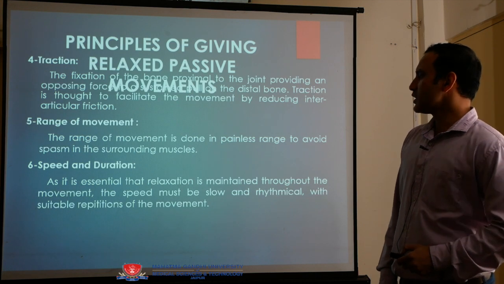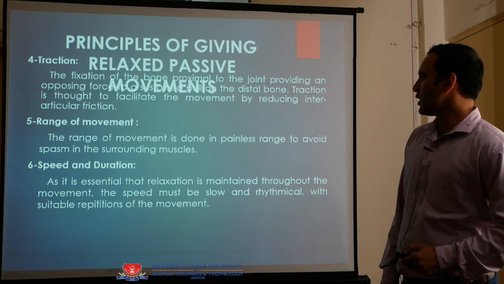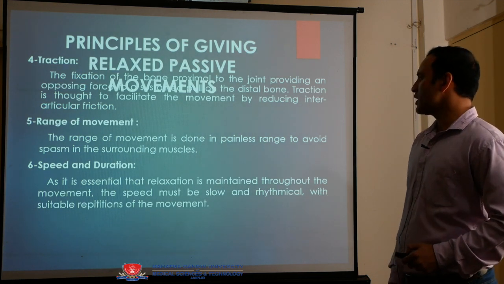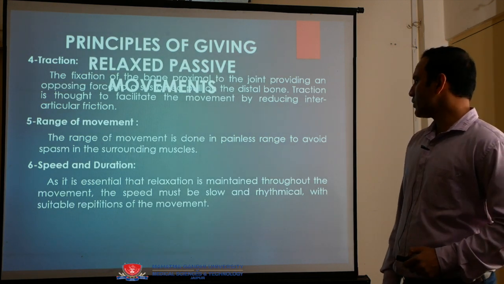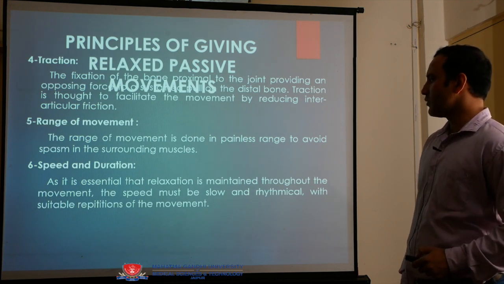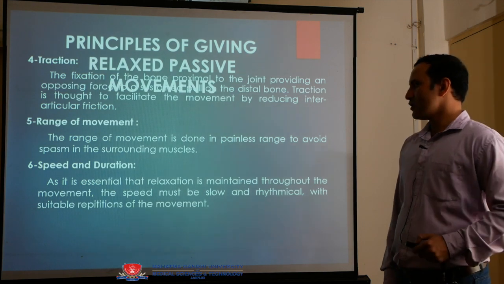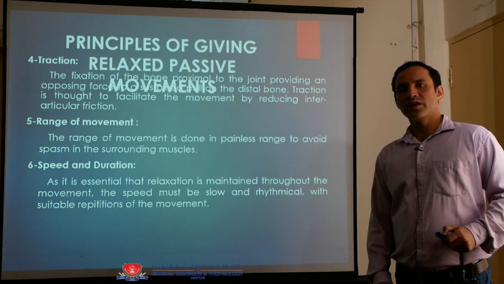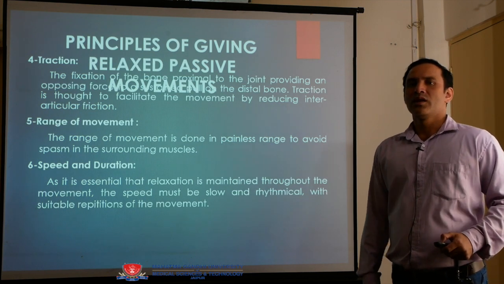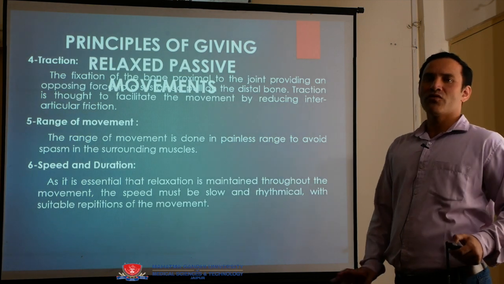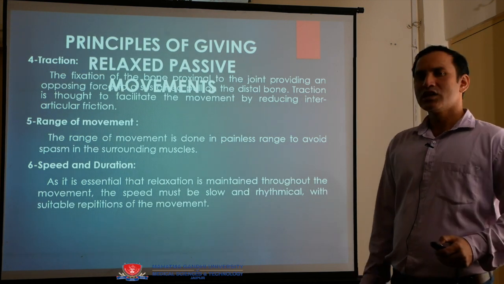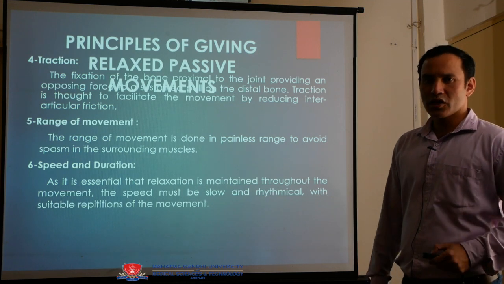Then next is speed and duration. As it is essential that relaxation is maintained throughout the movement, the speed must be slow and rhythmical with suitable repetitions of the movement. The patient should be in a completely relaxed position, and the speed and duration of the movement should be equal. It's not that one movement you do fast and another slow. So you should maintain the speed and duration throughout the treatment.